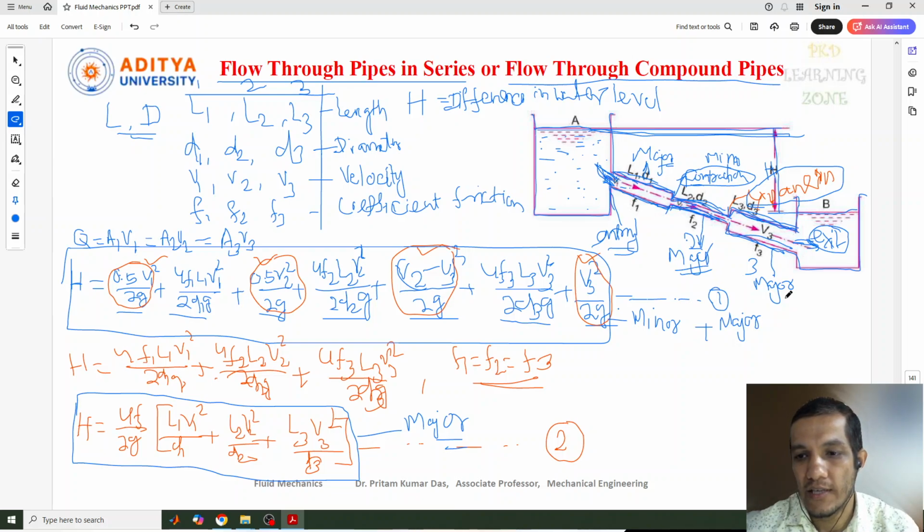Similarly, 3 major losses are there because 3 pipe lengths are there. This is 1, this is 2, this is 3. So we need to consider the major losses. Major losses happen due to friction, and that needs to be calculated by the Darcy-Weisbach equation. That also we have derived previously, and these are the other losses.